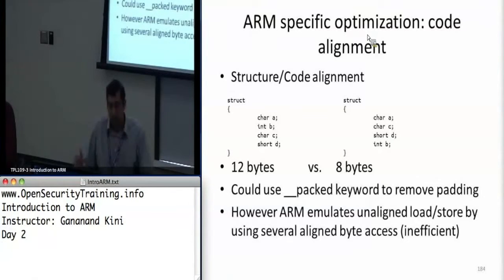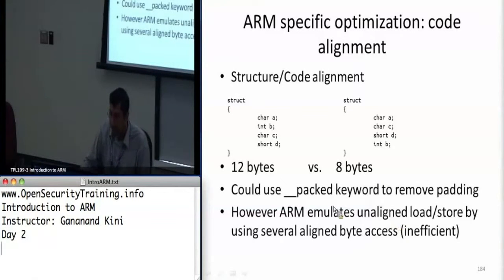So another one is code alignment. Especially structs are very well known to cause misalignment issues. If you arrange your variables in the struct accordingly, it will end up using fewer bytes. So you end up with a more efficient struct. And I think this is true not only for ARM, but also for x86.